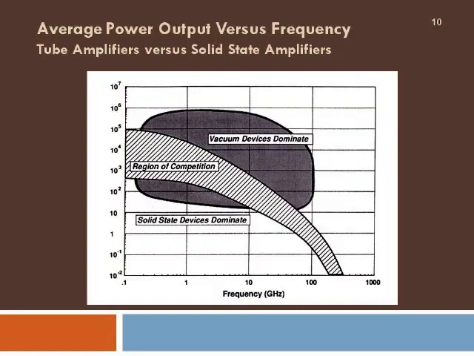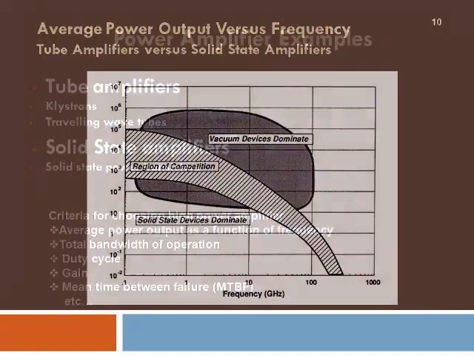In this view graph, you can see the power variation at different frequencies for the two classes of amplifiers. As we see in this graph, at high frequencies and at high powers, the vacuum tube type amplifiers will be the rulers of that region. Whereas at low frequencies and at low power outputs, if we require, then solid state amplifiers will be the right choice. And in between, at medium frequencies or medium power levels, both of them will compete with each other and the user has a choice to choose between them.